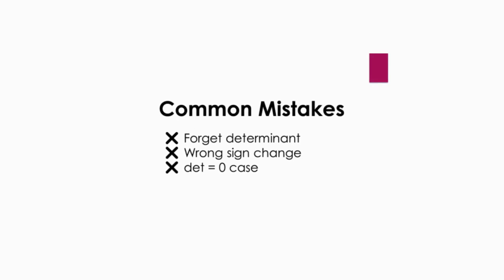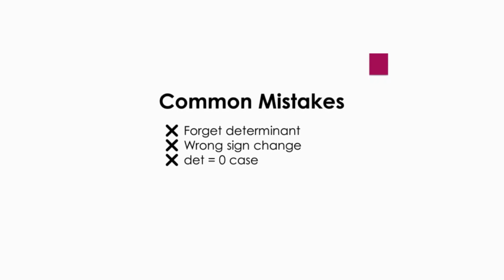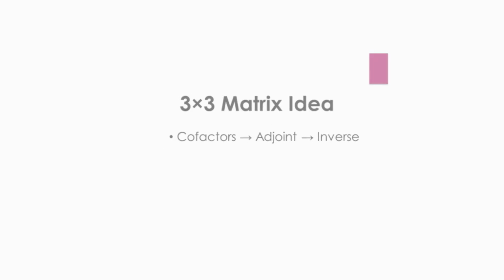Just remember this pattern. Swap the diagonal elements. Change the signs of the off-diagonal elements. That is your adjoint instantly. Let us take an example.